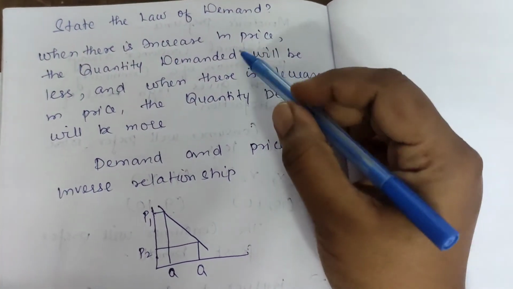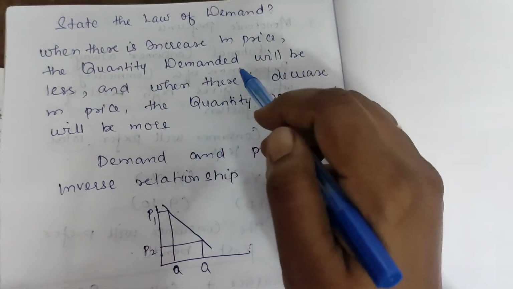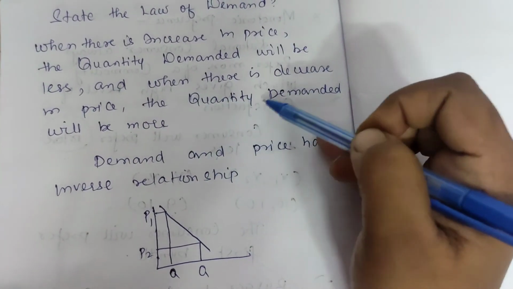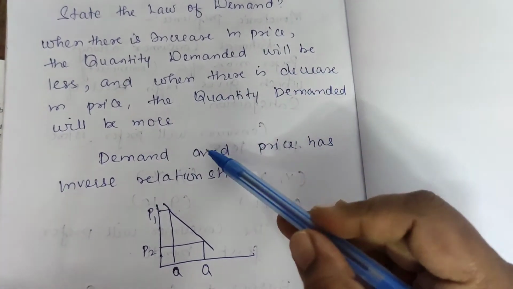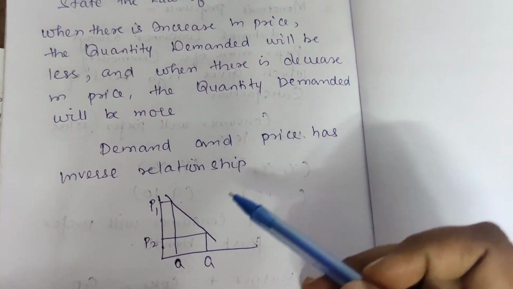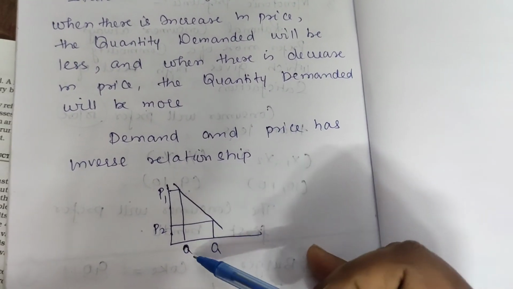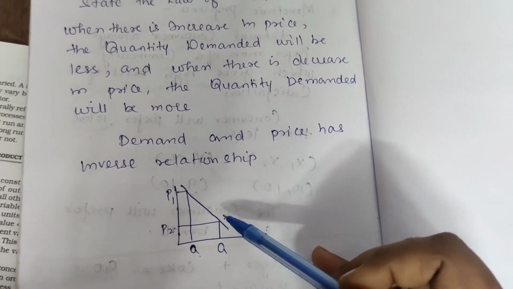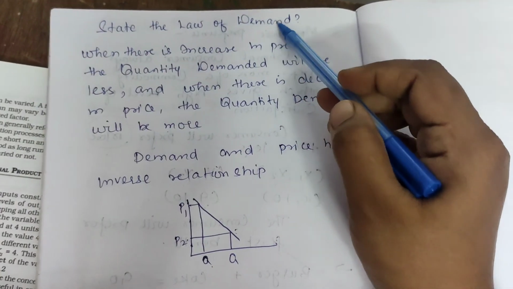When there is an increase in price, the quantity demanded will be less, and when there is a decrease in price, the quantity demanded will be more. So demand and price have an inverse relationship, a completely opposite relationship. When price is more, quantity demanded will be less, and when price is less, quantity demanded will be more. This is the law of demand.